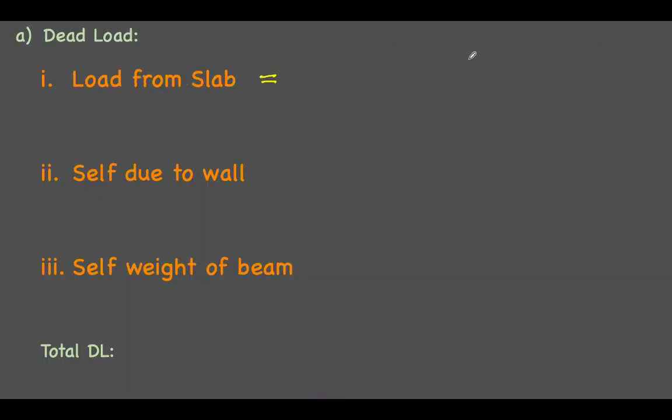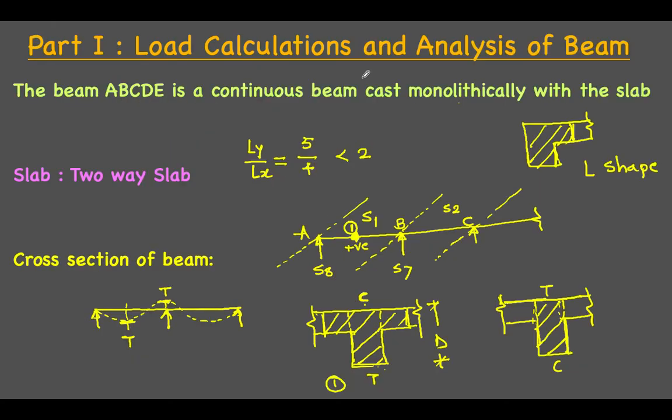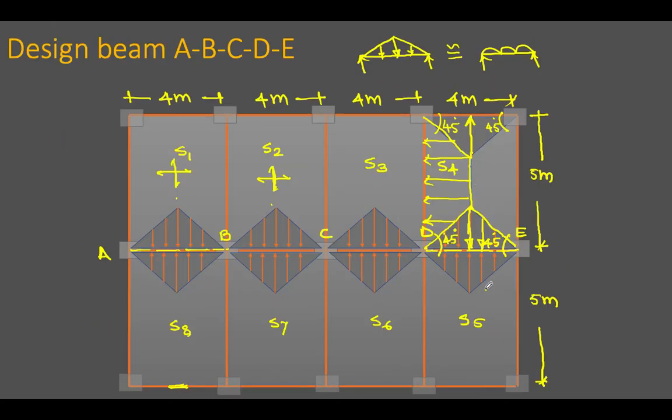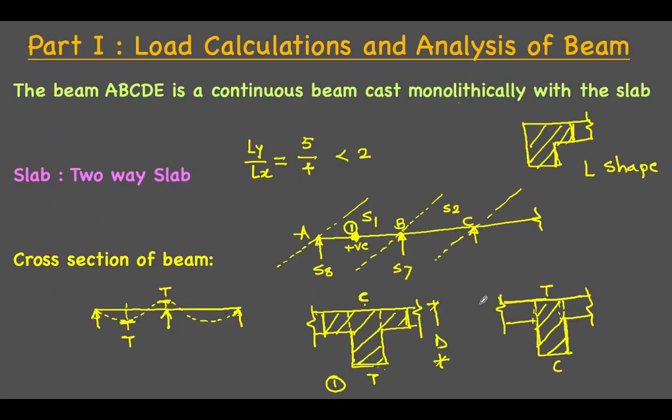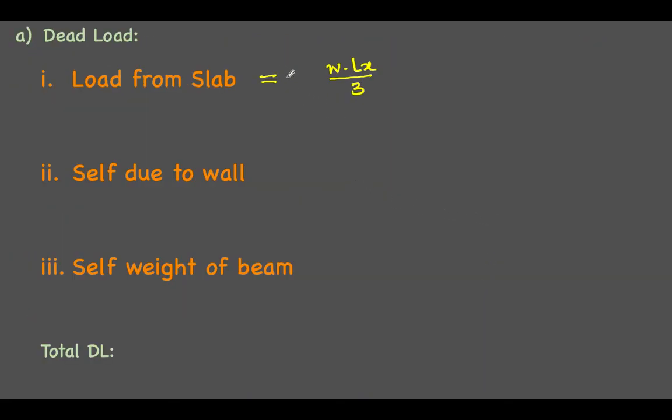For a two-way slab, the equivalent slab load, as we have already seen, is W into Lx by 3. Now like this we have it from both sides, from S4 as well as S6. So straightaway I am going to multiply it by 2, since in both cases the intensity from the slab is the same and Lx is the same.